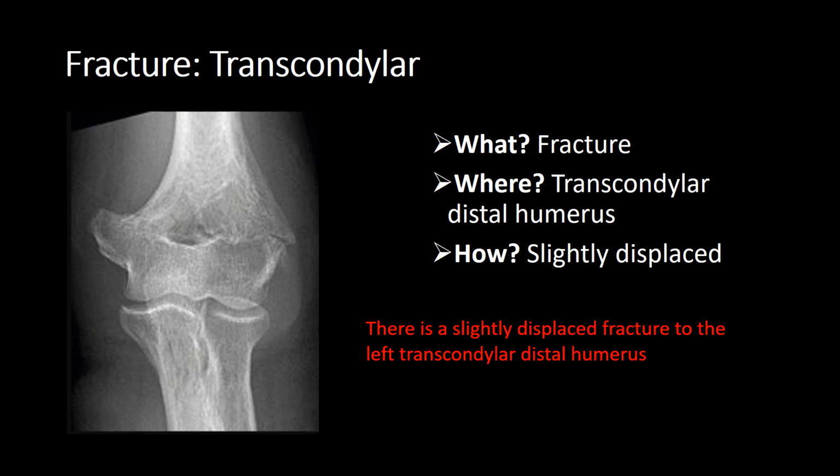So what is it? It's a fracture. Where? Transcondylar distal humerus. How? Slightly displaced.